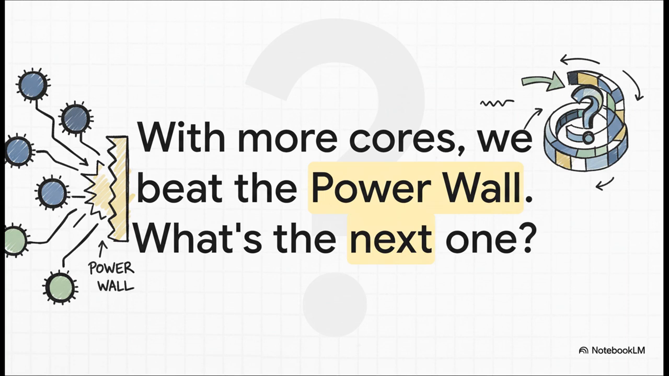But of course, that solution brings its own set of really complex challenges, especially when it comes to programming and coordinating all those cores. Which leads us to a final question. What do you think the next big bottleneck, the next wall in computing is going to be?